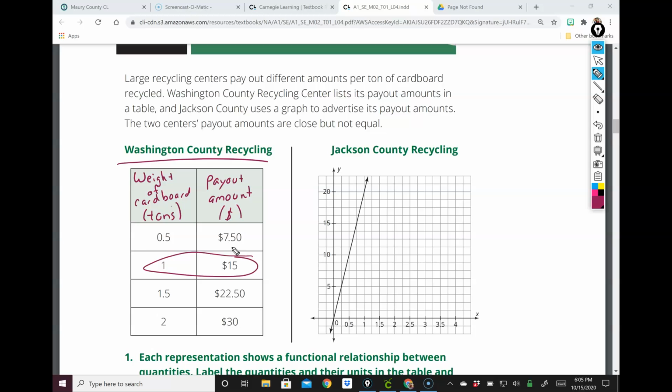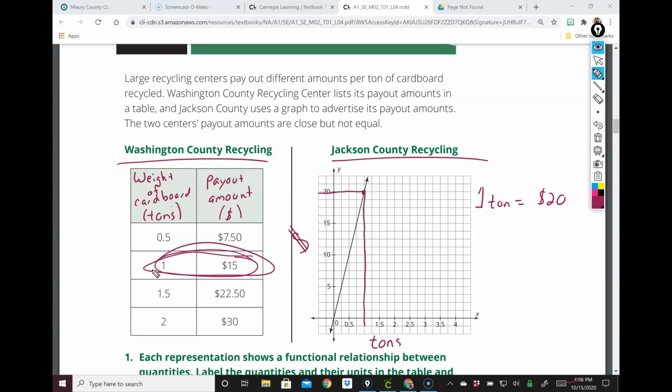Let's compare that to Jackson County. So this down here for your X is the weight of your cardboard. It's the tons. Over here on the Y-axis, it's your payout. It's your money. So for 1 ton on Jackson, you're getting paid a little bit more there. You're getting paid $20 for Jackson. So 1 ton equals $20. And for Washington, 1 ton gives you $15.